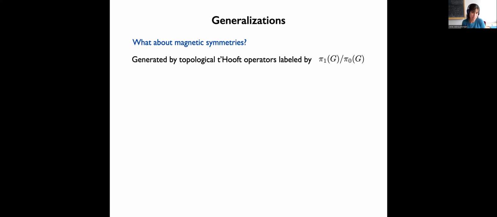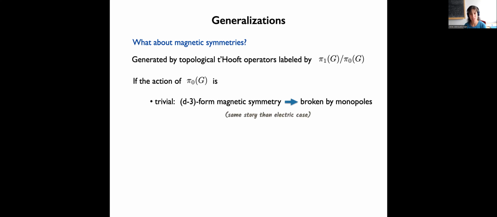Now you could wonder, what about the magnetic symmetries? The magnetic story is actually complicated for these disconnected groups. If it's a continuous group, then it's fine, it's equivalent to the electric part that we just did. You have a D-3 magnetic symmetry broken by monopoles, and it's the same story. But the topological operators, the symmetry operators of this magnetic symmetry, are labeled by this quotient, and whenever this pi 0 is non-trivial, it means that the magnetic symmetry itself becomes non-invertible. How to study this? We have not done it yet. It would be nice to do it in the future.